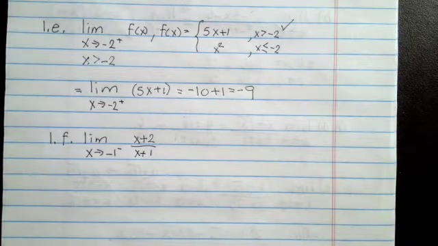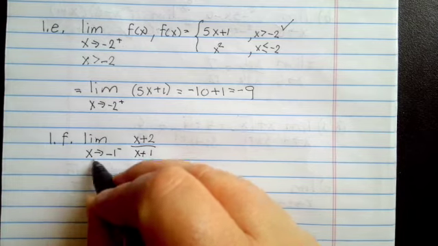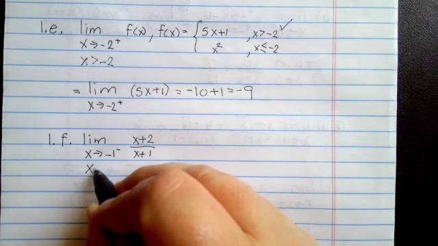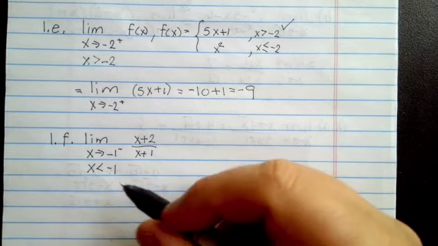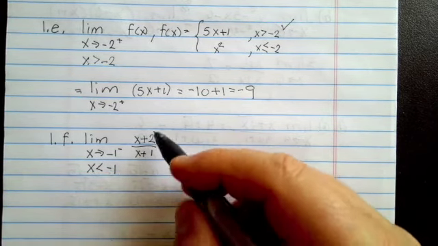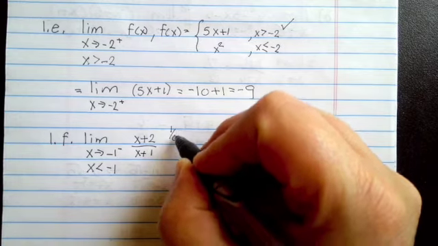Here we have the limit as x tends to negative 1 from the left of (x plus 2) over (x plus 1). So again, since x is approaching negative 1 from the left, we are interested in values of x that are less than negative 1. Well, if we try to substitute in negative 1 for x, what we're going to get is 1 over 0.